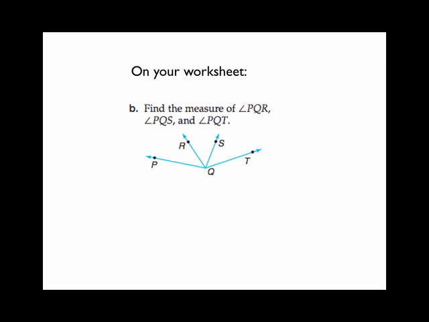On your worksheet, find the measure of each of the angles PQR, PQS, and PQT. Hopefully you got 45 degrees for the angle PQR, 100 degrees for the angle PQS, and 150 degrees for the angle PQT.